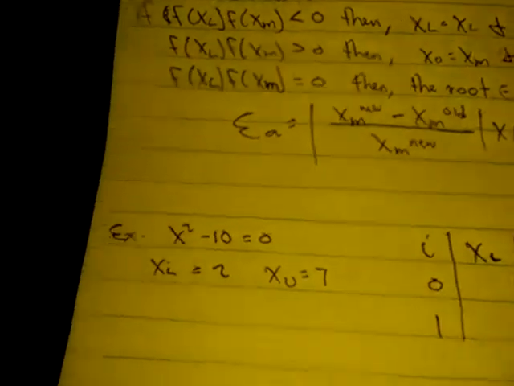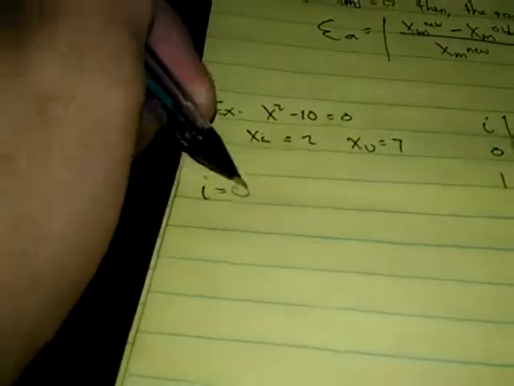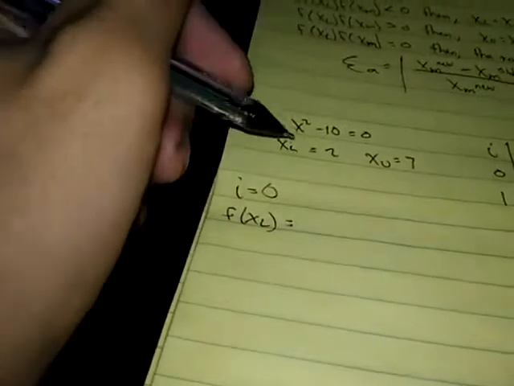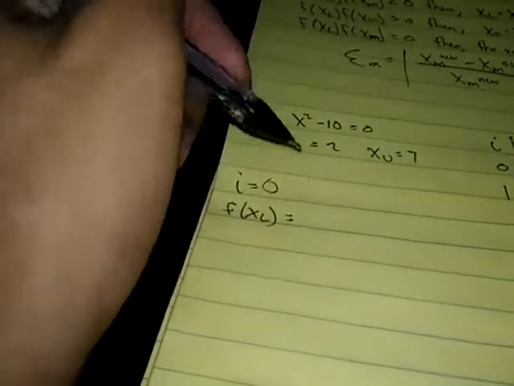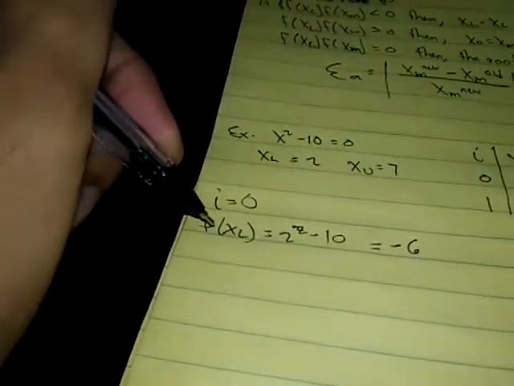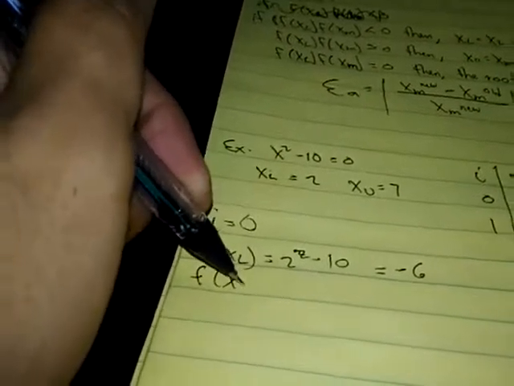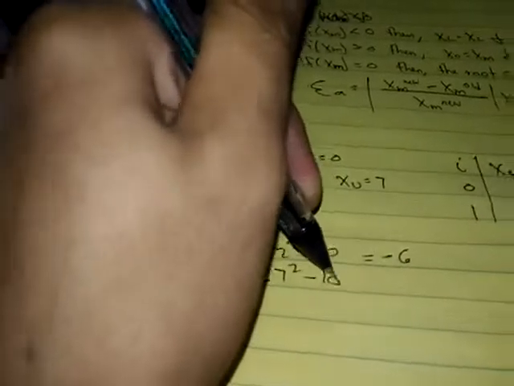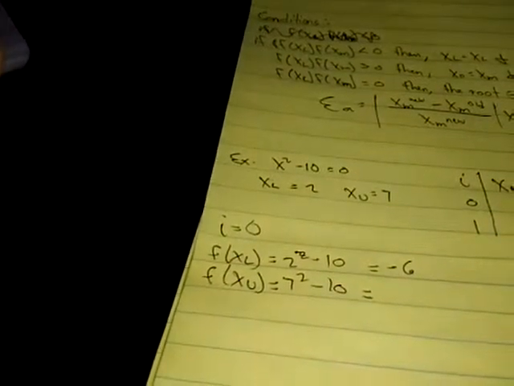So, sa first iteration, which is i is equals to 0, then f of xl is equals to 2 squared minus 10 is equals to negative 6. So f of xu is equals to 7 squared minus 10 is equals to 39.